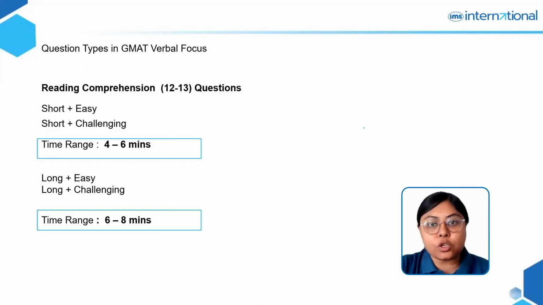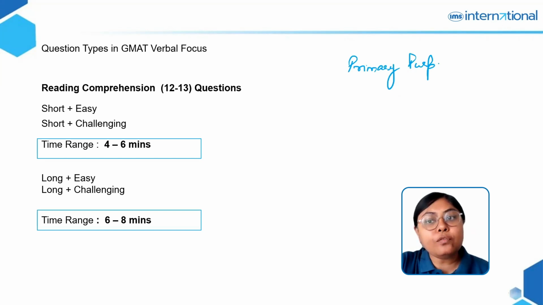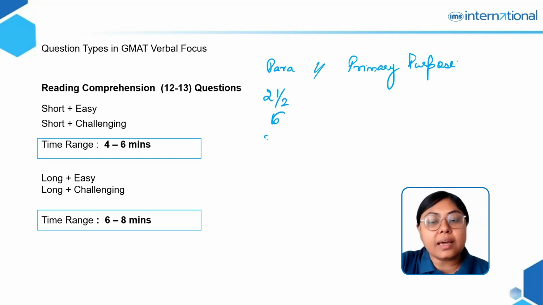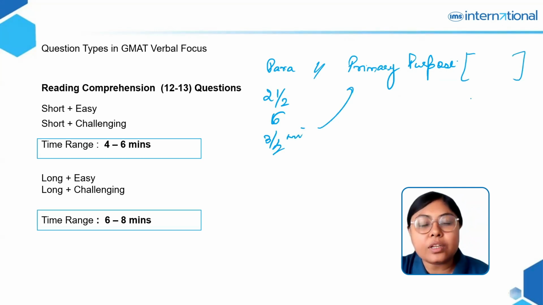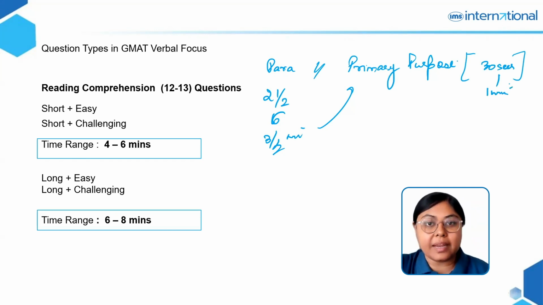Question type. If I have a primary purpose or main idea question, many of you would agree that if I've read the para well, spending some 2.5 to 3.5 minutes reading it, then the skill set required for option elimination can be applied in a matter of 30 seconds to 1 minute. So my time can be distributed here.